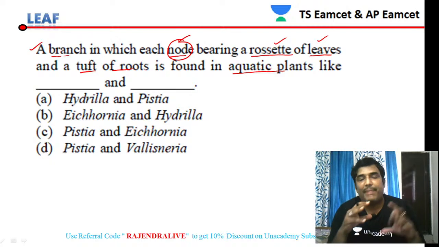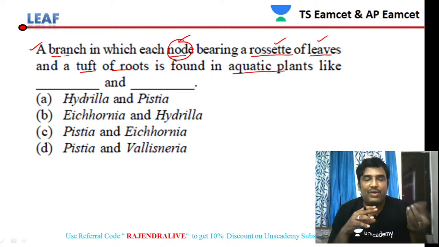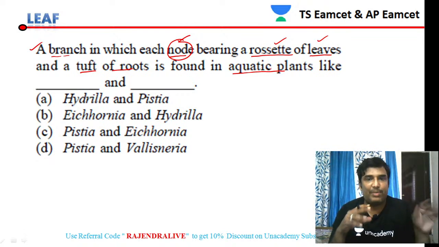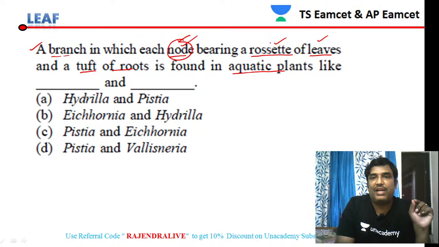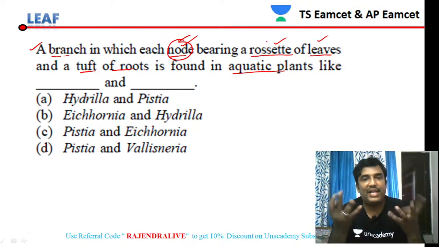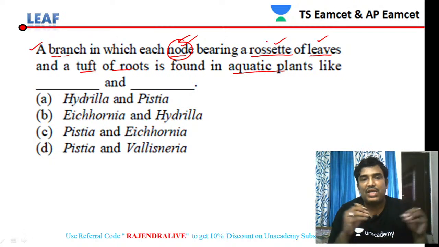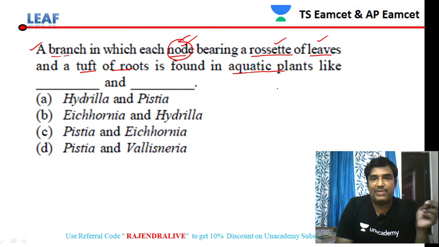The best examples of aquatic plants are Pistia, Eichhornia, Hydrilla and Vallisneria. These are all aquatic plants, no doubt about it. But specifically, in a branch, at the nodes there is a rosette of leaves, so leaves are arranged in a rosette manner, and a tuft of roots is present. Such type of aquatic plants, the best example is asked.